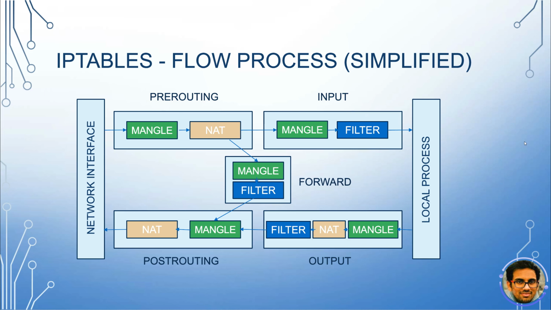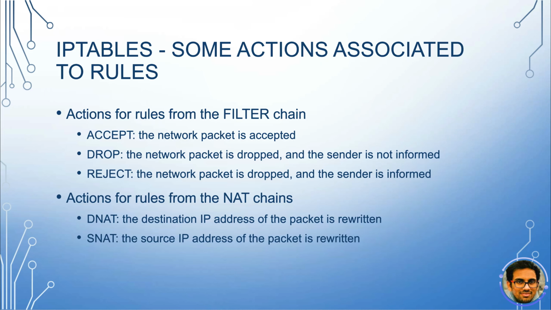Now let's explore the actions associated with rules, particularly focusing on the filter table and the NAT table. In the filter table, we have three fundamental actions across different chains. First, there's accept, where the network packet is gracefully allowed to proceed. On the other hand, there's drop, which takes a more direct approach by discarding the packet without notifying the sender. Lastly, there's reject, which also drops the packet but ensures the sender is informed of the decision.